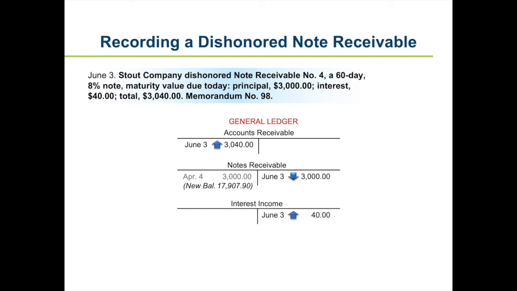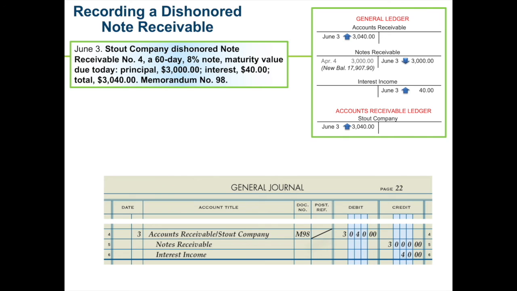In summary, the maturity value of $3,040 is debited to accounts receivable and to Stout Company in the accounts receivable ledger. One asset, a notes receivable, is replaced by another asset, accounts receivable. Recording a dishonored notes receivable looks like this. We will take the information from our T accounts and place it into our general journal.